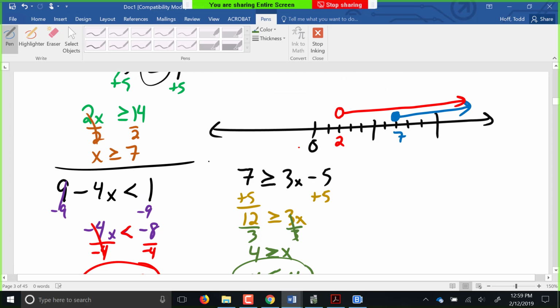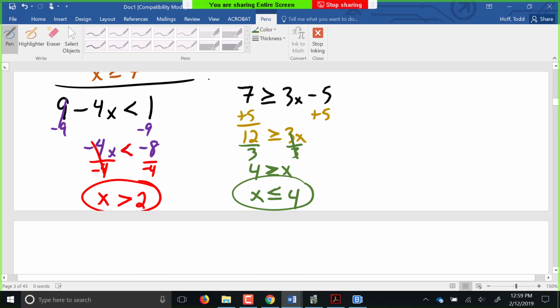So up here on the graph, here's 4. Open or closed dot? Closed, because it's or equal to. Right or left? Left, because x is less than. 4 was greater than or equal to x, but x is less than or equal to 4.